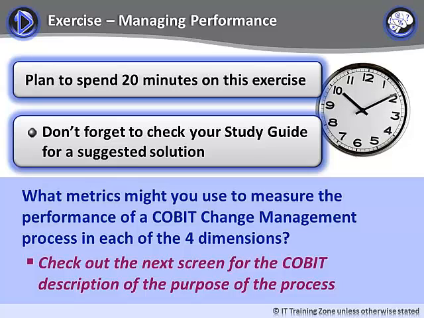Let's do an exercise to develop your understanding of lag and lead indicators. Aim to spend 20 minutes on this exercise, and don't forget to check out your study guide for our ideas. COBIT describes a change management process whose purpose is to enable fast and reliable delivery of change to the business and mitigation of the risk of negatively impacting the stability or integrity of the changed environment. What metrics might you use to measure the performance of this process in each of the 4 dimensions?